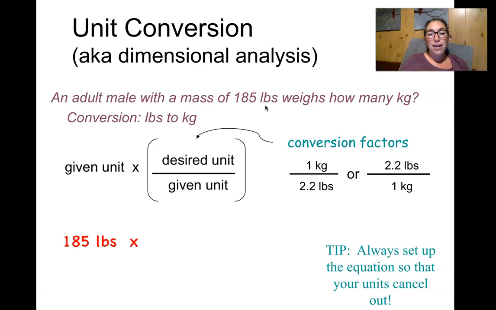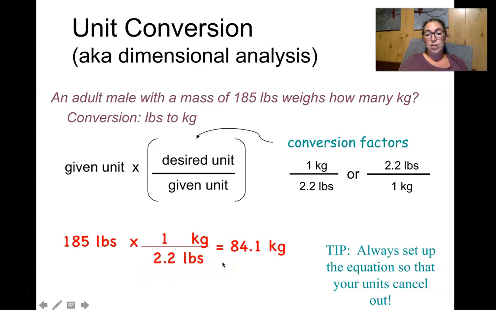All right, so we start with 185 pounds. And now we're going to multiply it by the conversion factor that has pounds on the bottom and kilograms on top, and that is this one right here. So we plug in the numbers, 1 kilogram per 2.2 pounds, and now we do the math. We multiply the top, 185 times 1, and divide by the bottom, 2.2, and our answer is 84.1 kilograms. Of course, our pounds canceled out. We end up with just kilograms left, so our answer is in kilograms.